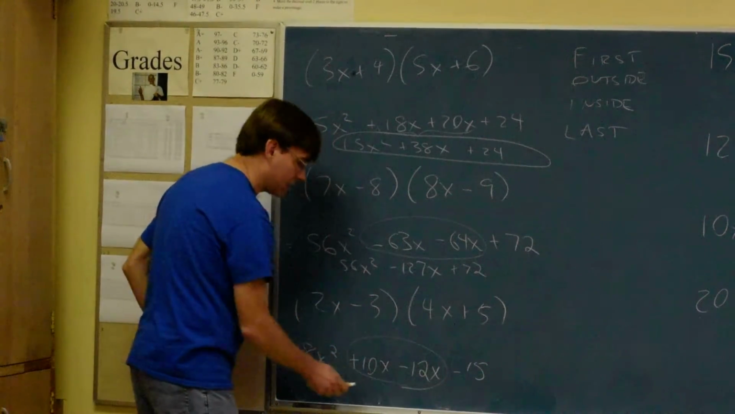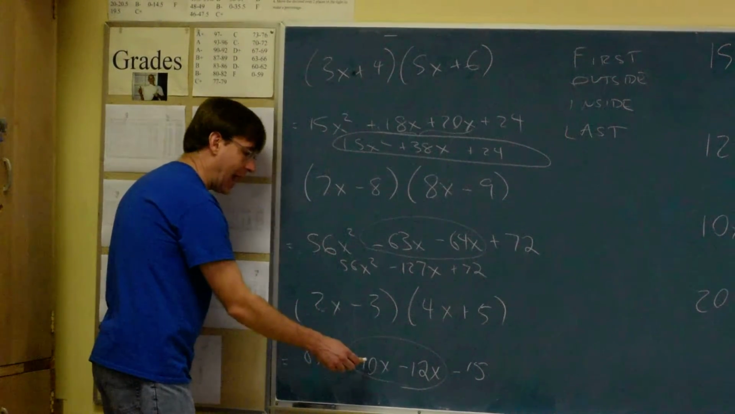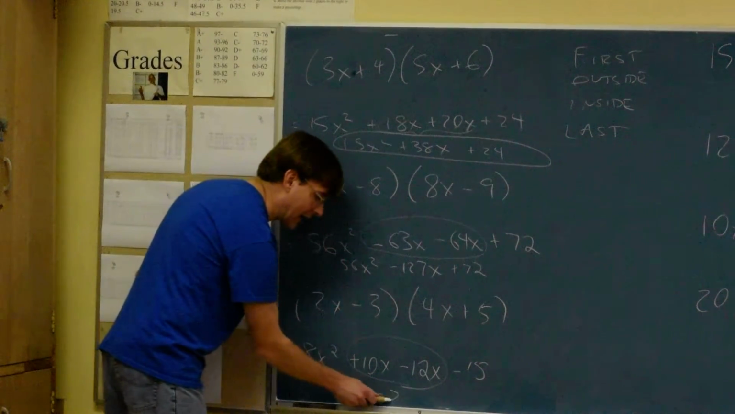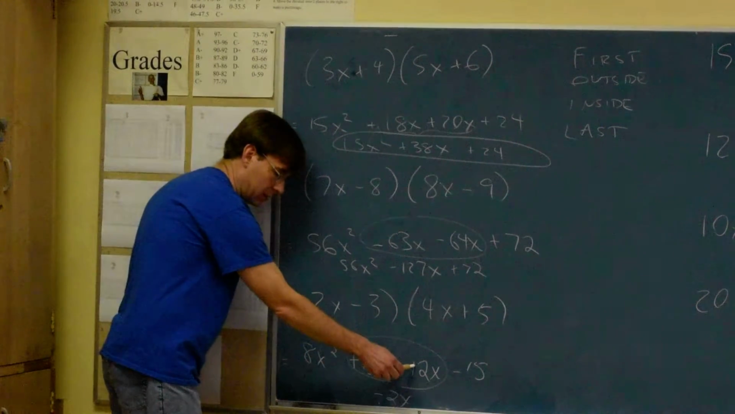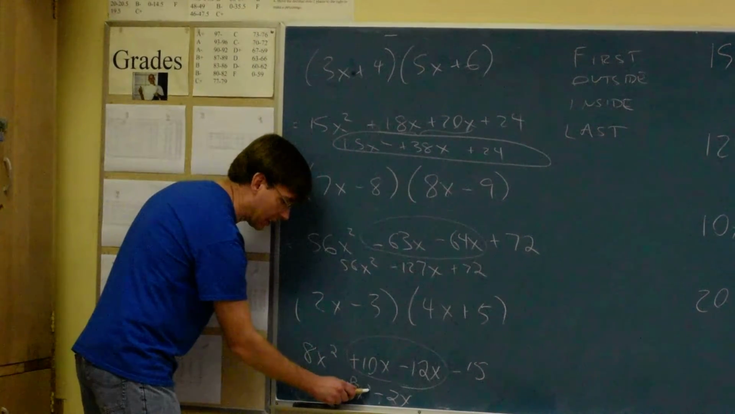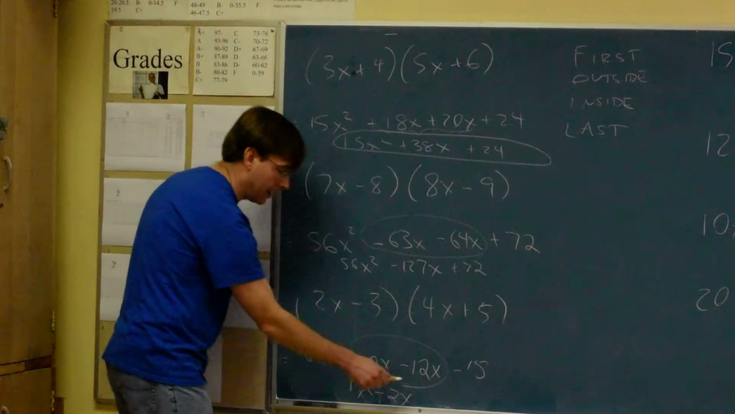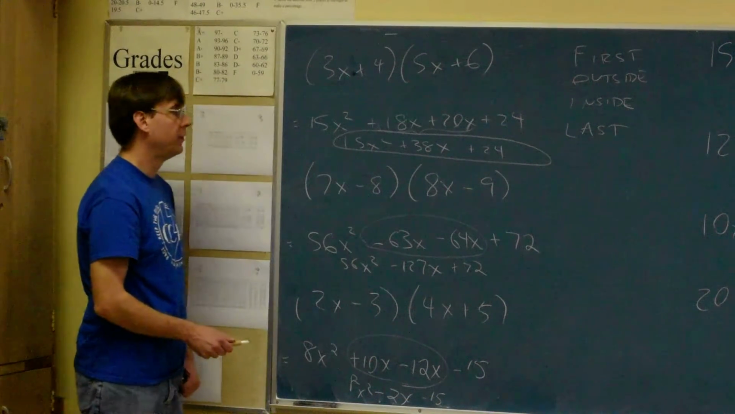When I go to put these together, I'm looking to add these numbers. Negative 12 adding positive 10 should get negative 2. Because when we add a negative to a positive, it depends on the bigger one, and we subtract those. So there's an 8x squared, just copying it, minus a 2x, minus a 15.